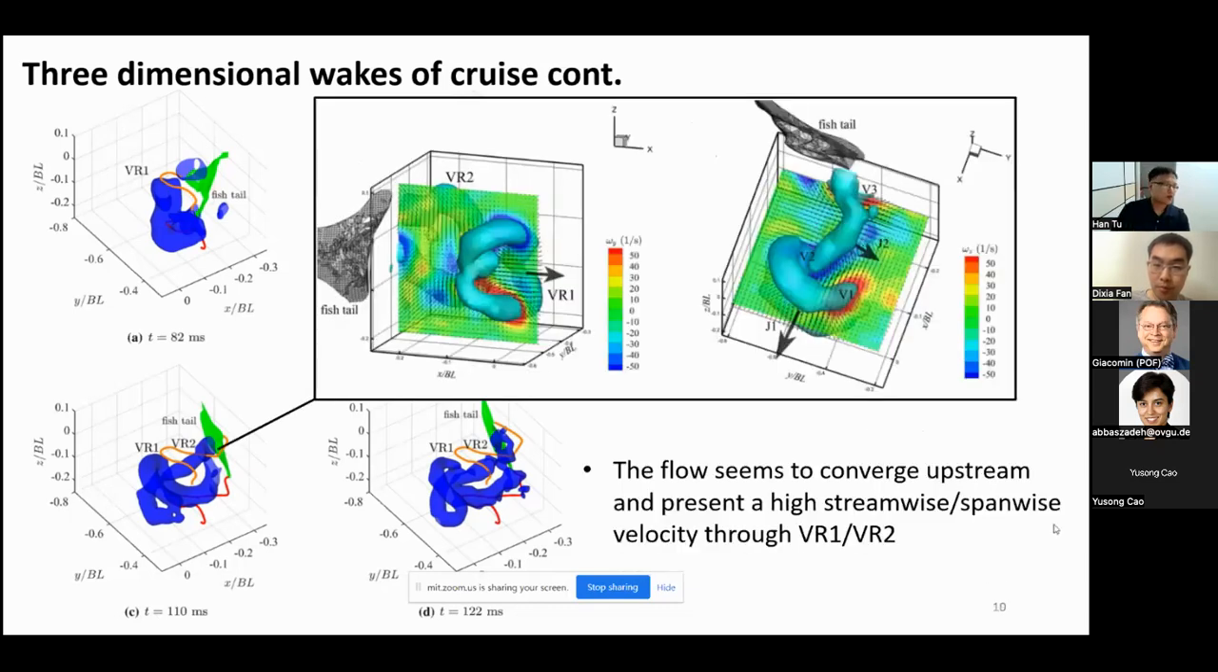And then we pick the third one here for a more detailed demonstration of the cruise wake. At this time, the vortex ring VR2 has just been shed from the caudal fin, and the coherent structure of the linked vortex rings is clearest. So we add the projections of the flow on a vertical plane here and a horizontal plane here, for a better visualization of this structure. According to those in-plane velocity vectors, we can see the flow seems to converge at the joint of these linked vortex rings and present high streamwise flow, the arrow here, and high spanwise flow, the arrow here, through those rings.